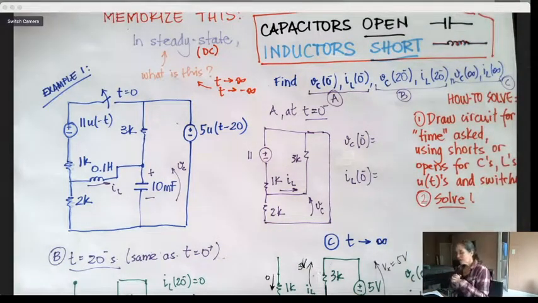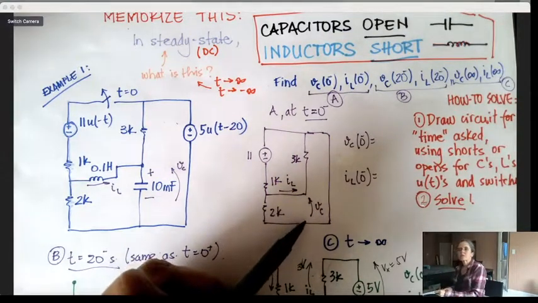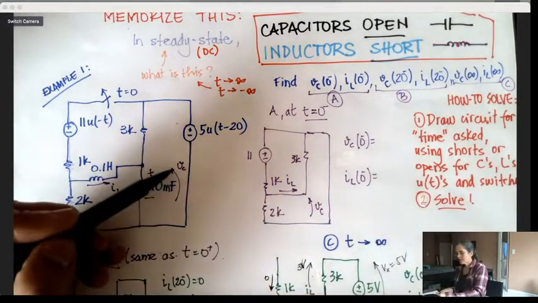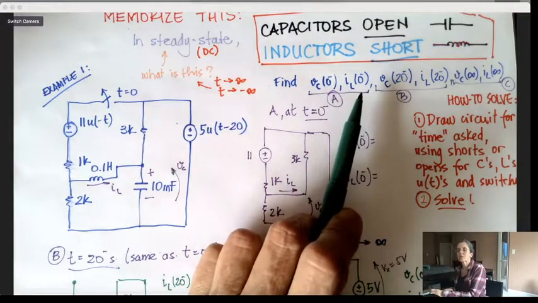And notice that I kept the VC. A lot of people in class were asking what's up with this VC. This here is the same as, that is the question, right? So what is VC of 0 minus and what is IL of 0 minus?